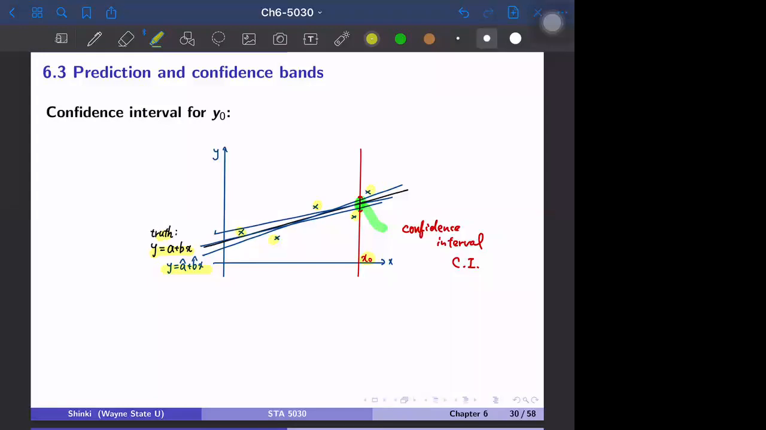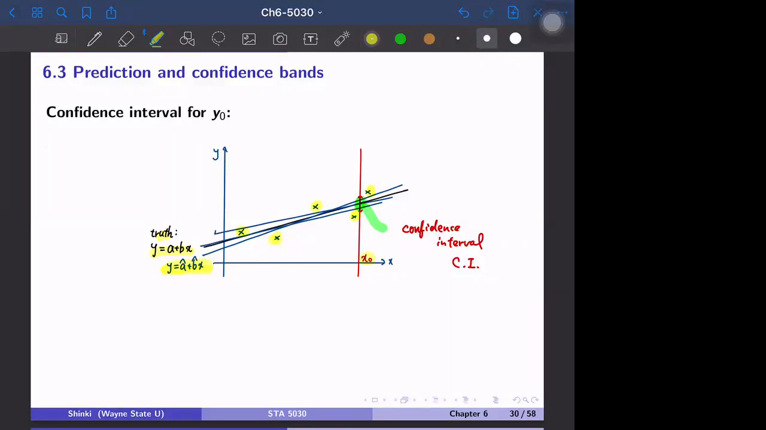So given data points, such as these 5 data points, we can estimate the regression line. That is y is equal to a hat plus b hat x here. And this regression line depends on the data. So if data changes, then the regression line changes. And suppose we have different 5 points, just the same number of observations from the same data generating process, then we have a different regression line. So I draw 3 regression lines here.